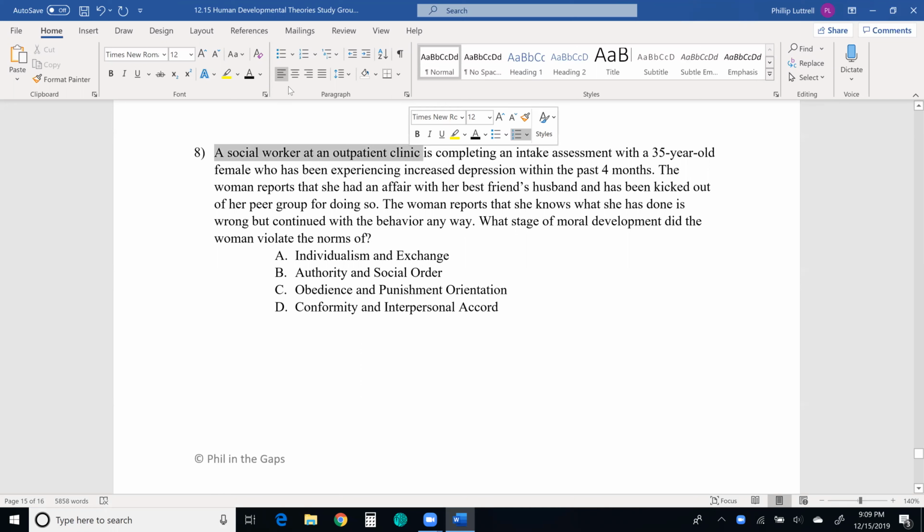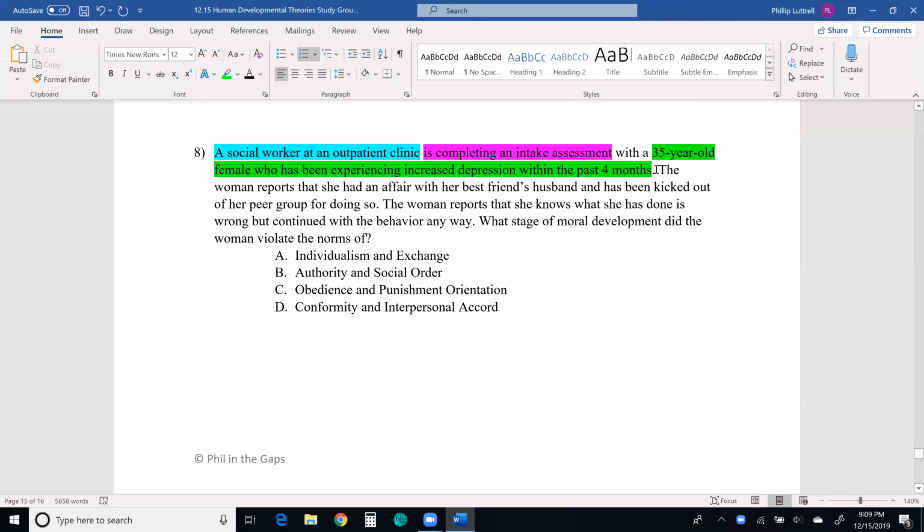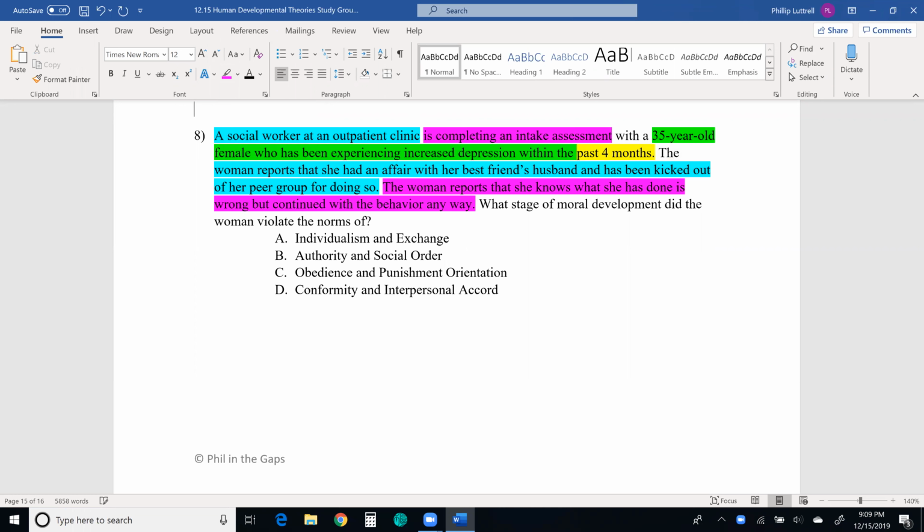Social worker, outpatient clinic, completing an intake assessment. So first time meeting them, 35-year-old female, experiencing increased amounts of depression within the last 4 months. Any length of time, jump on it because it creates context in some way. The woman reports she had an affair with her best friend's husband and has been kicked out of her peer group for doing so. So some social rejection in some way, shape, or form. And she reports she knows what she has done is wrong, but continued with the behavior anyway. So let's break down the particular stages.